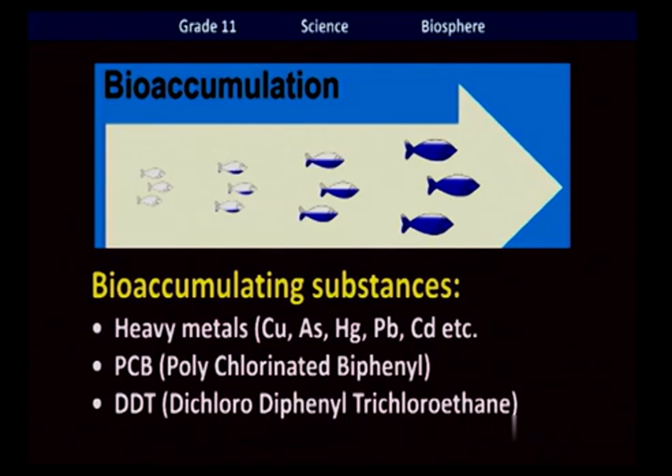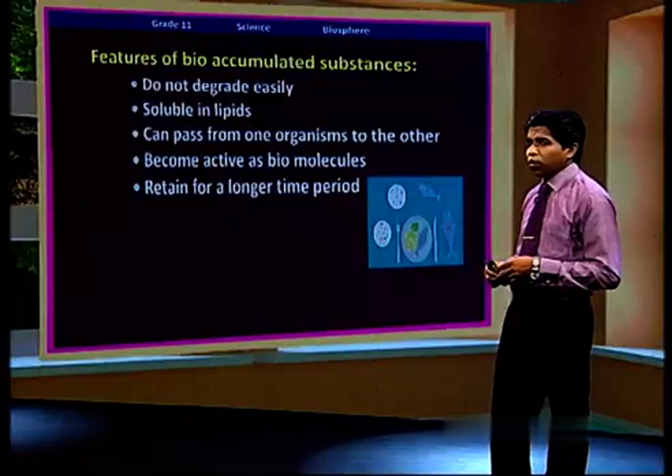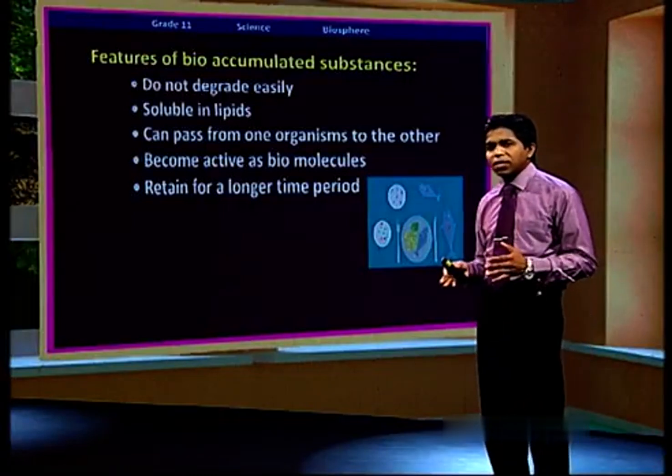And DDT, dichloro diphenyl trichloroethane. So DDT was used in the 1950s in Sri Lanka to combat malaria, to eradicate the disease malaria. But later they stopped using this because they found that this is a bioaccumulating substance. Next one, what are the characteristics or the features of bioaccumulating substances?